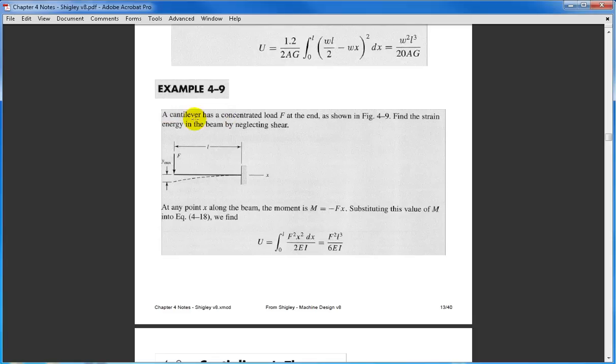Next one would be a cantilever has a concentrated load F. So we have a load F at the end, and we want to calculate all of the energy stored in this beam simply because of bending. Notice where x is defined on this one, x heading to the right. And the moment in this one is going to be minus F times x. What we're doing is we're measuring x from the left into the beam, and at any point in the beam the moment there is minus F times x.